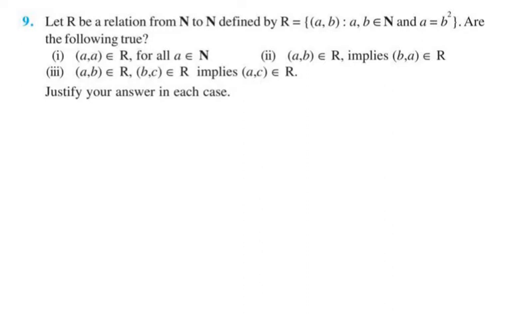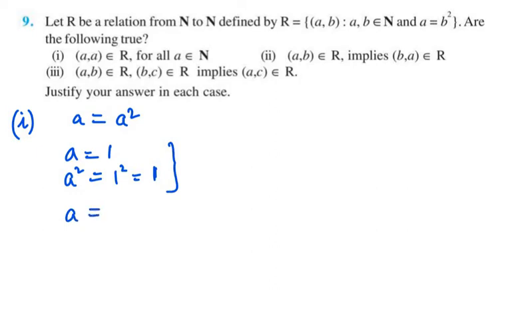In the first case, you can see if I take any value of a natural number such as 1, suppose my a is 1, whether it will be equal to a square or not, we need to check this. a square is 1 square, which is 1. This condition is true. Let's check for another value. Suppose I take a equals 2. So a square is 4. Now you can see that these two values are not the same. Therefore this statement is not true.